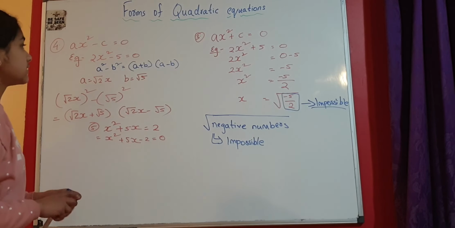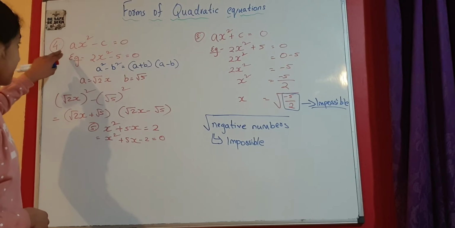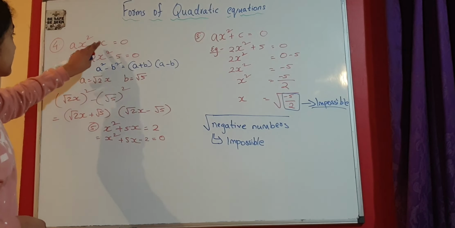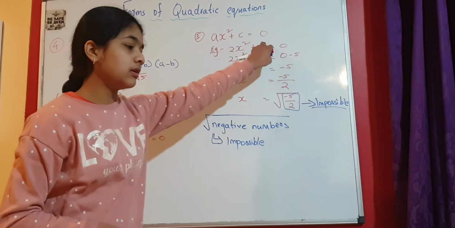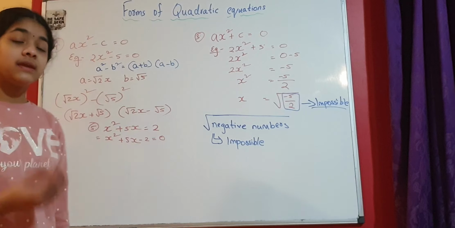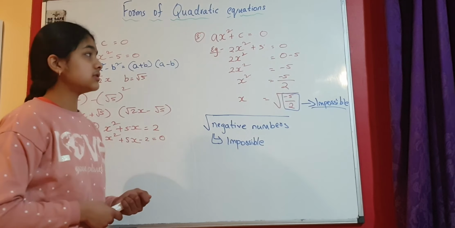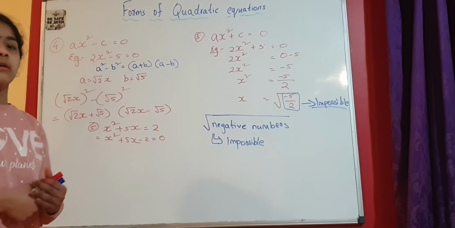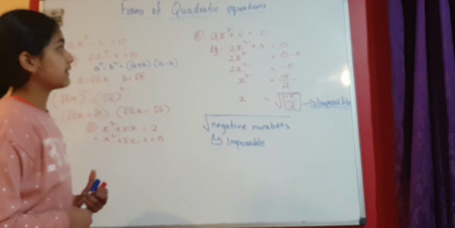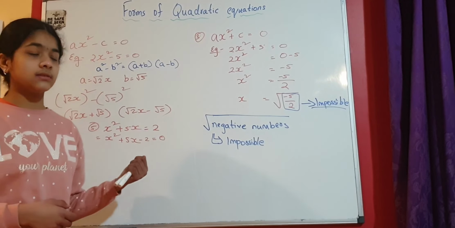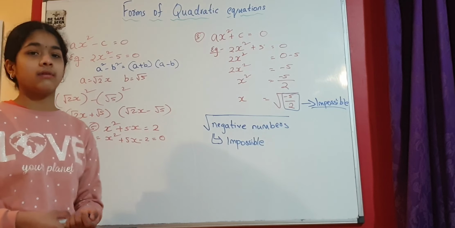So this is how you can solve all the forms of quadratic equations: ax square minus c is equal to 0, ax square plus c is equal to 0, ax square plus bx is equal to 0, or ax square plus bx plus c is equal to 0, which is the simple quadratic equation form. So these are all the different forms of quadratic equation, and these are the methods of how you can solve a quadratic equation.